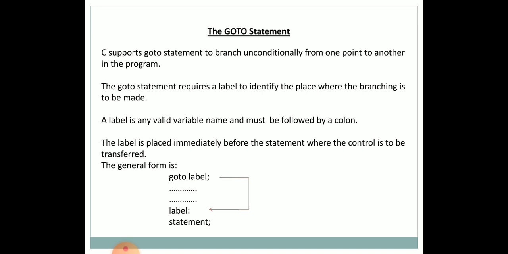Then the next one is the goto statement. So far we have been learning about conditional branching statements, or decision making based upon multiple conditions, or multi-way decision making statements. Now the next one we are going to learn is the goto statement. Goto is a completely unconditional branching statement. It does not check for any condition. It is an unconditional branching statement.